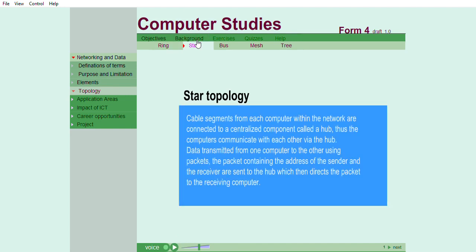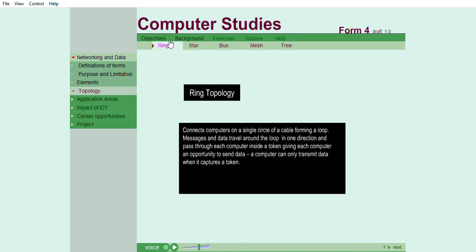Ring topology. Ring topology connects computers on a single circle of cable forming a loop. Messages and data travel around the loop in one direction and pass through each computer inside a token, giving each computer an opportunity to send data. A computer can only transmit data when it captures a token. A token can be viewed as an envelope where data is placed for transmission and carried around the network.